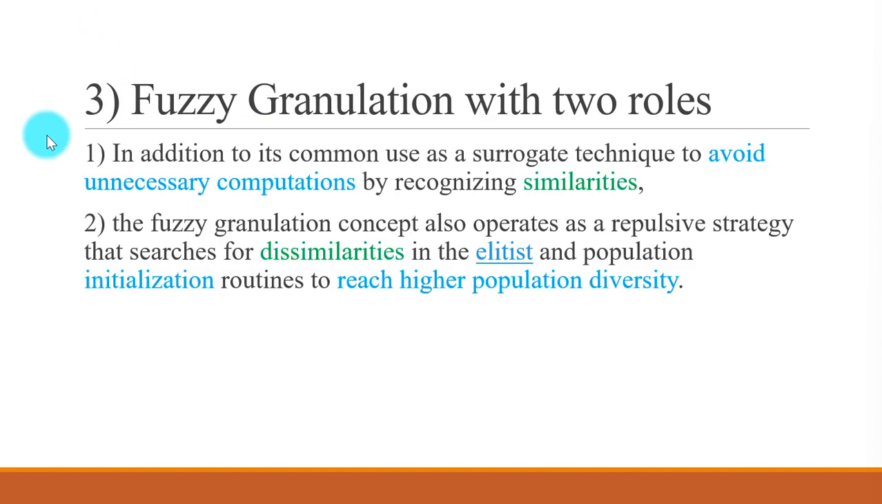And the third contribution is fuzzy granulation. The story of fuzzy granulation is long. You can read the paper for more details. In summary, it has two leading roles in SIFE. The first role is reducing computation by detecting similar solutions and avoiding unnecessary computations. The second role is to promote population diversity in two steps of SIFE, in the initialization and elitism elements of the GA, genetic algorithm.